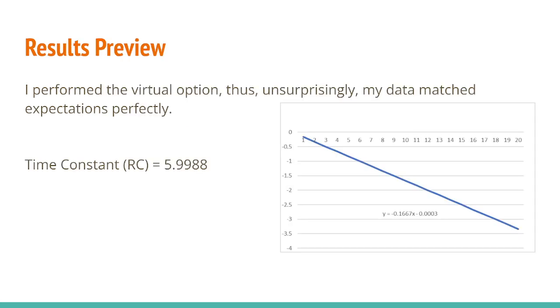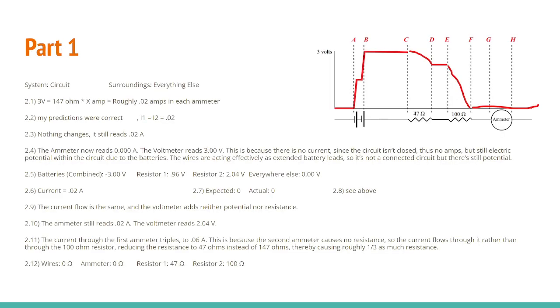Just a preview of the results. Here's the graph that gave you the slope for the -1 over RC that you'll see later, which allows you to calculate what that RC was, which was 5.9988. And because I did the virtual option, everything here is pretty accurate.